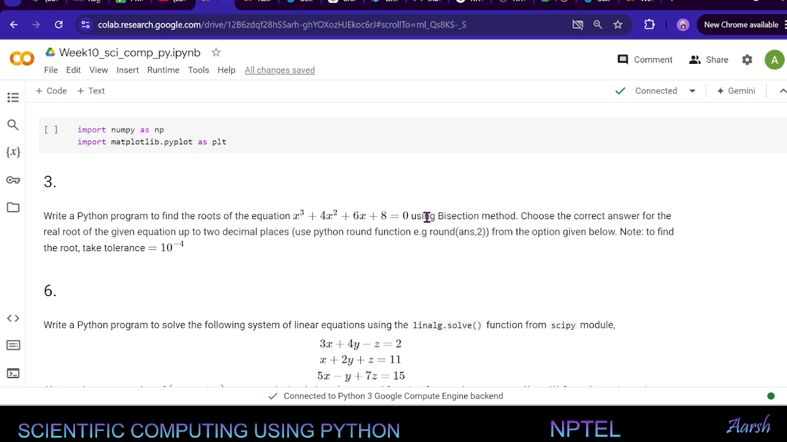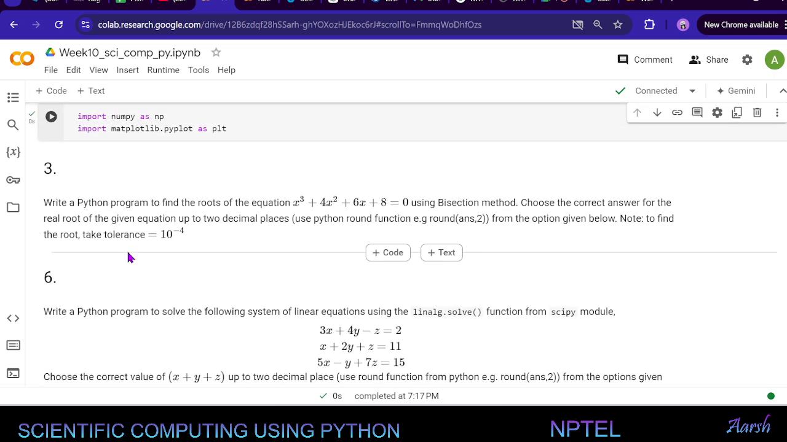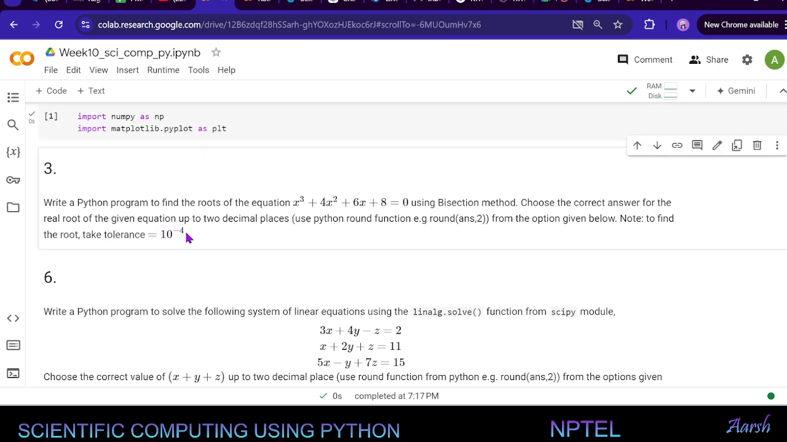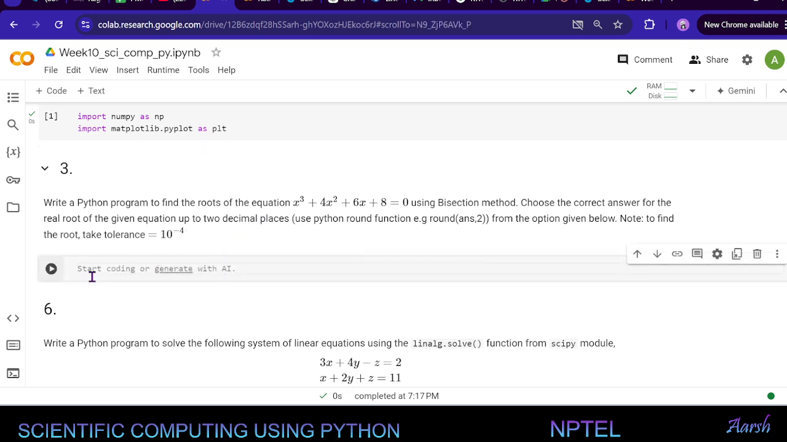Okay, so the first problem is to find the roots of the equation. It's a cubic equation, using the bisection method, and choose the correct answer. And of course we have to know the tolerance, which is given to be 10 to the power minus 4. So let's start. Because it's a bisection method, first we need to give the left and right points, right? So for that we need to do some research on the function itself.